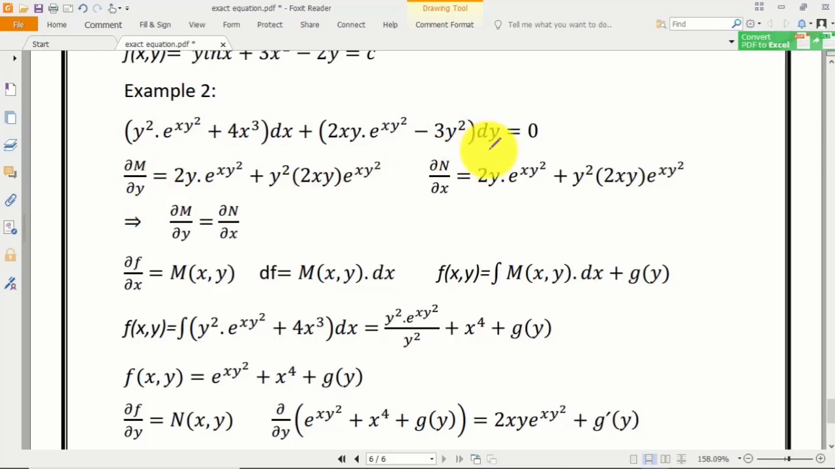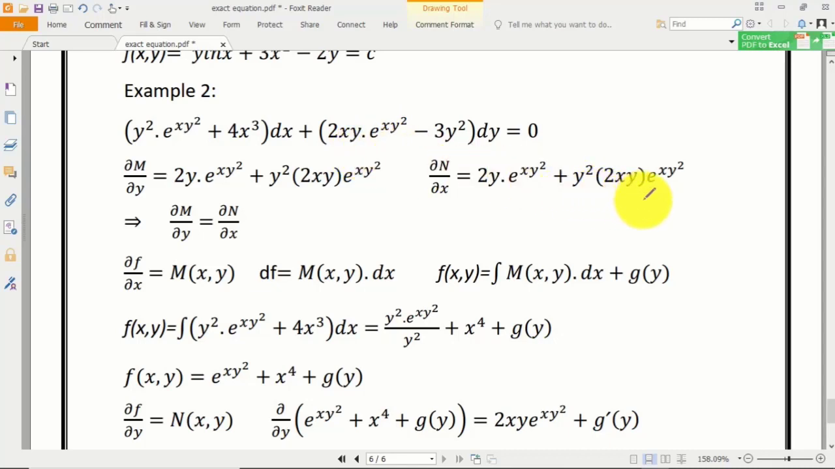On the other hand, I would evaluate the dy coefficient's derivative with respect to x, and we call this coefficient the N function. Partial N with respect to x is equal to the derivative of this equation with respect to x. And again, I'm about to evaluate the derivative of a product. Here we have the derivative of the first function multiplied by the second function plus the derivative of the second function multiplied by the first function. By simplifying, we will have this equation.